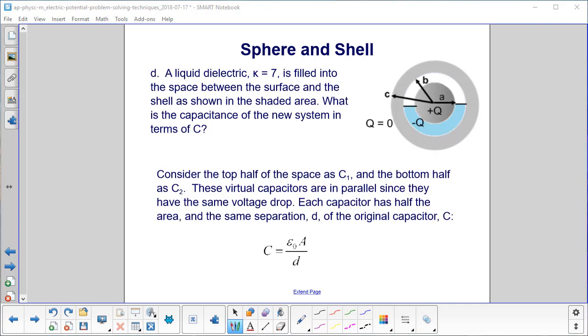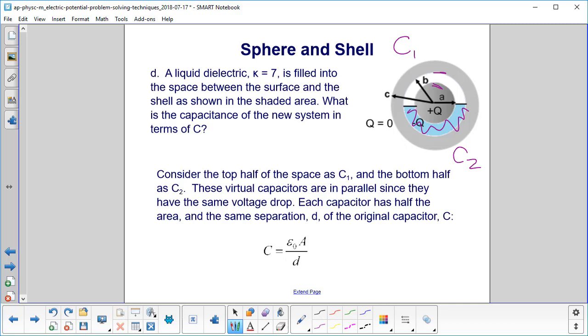We now have a dielectric on the bottom half of the sphere-shell combination down here. We need to find the capacitance of this system. We'll call the top capacitor C1 and the bottom C2. So we have two virtual capacitors here. The top one has no dielectric and the bottom one has the dielectric. They're in parallel since they have the same voltage drop. Right? The voltage here compared to here is going to be the same.